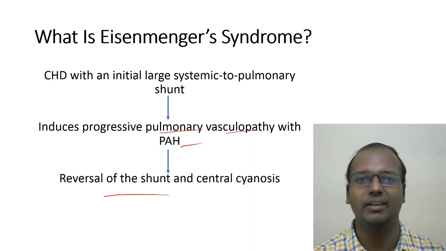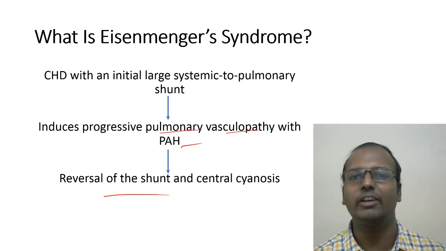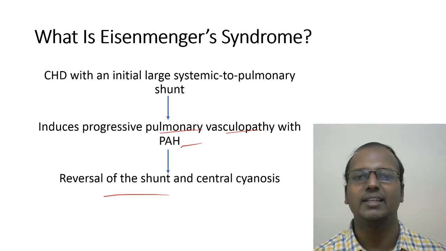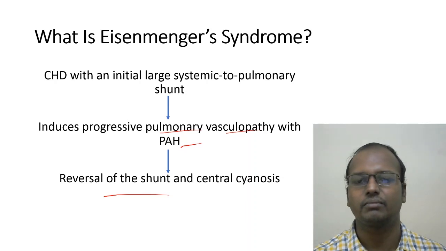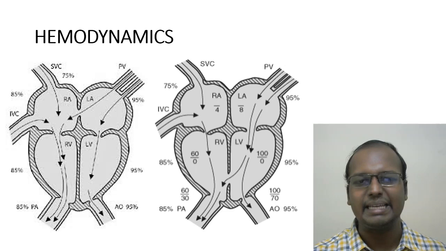This is called Eisenmenger syndrome. Initially there will be a left-to-right shunt, which changes into a right-to-left shunt as pulmonary hypertension develops. That is called Eisenmenger syndrome. Right, so let's discuss the hemodynamics here.